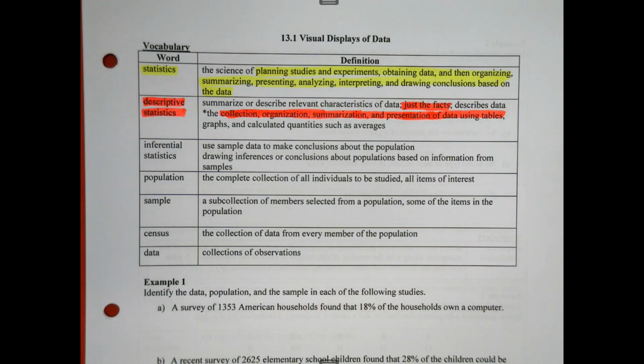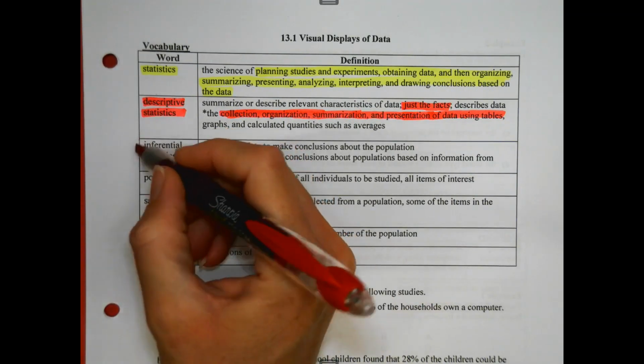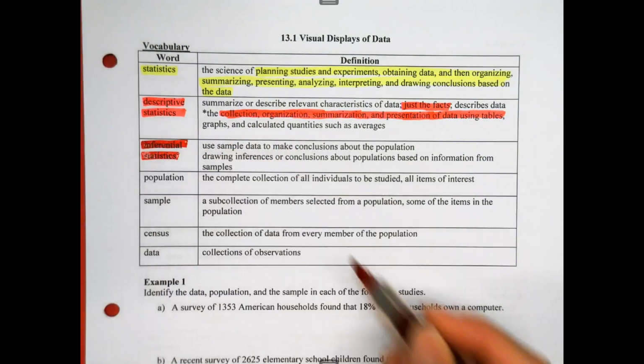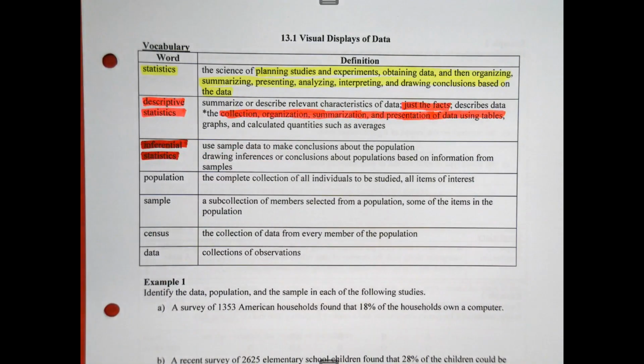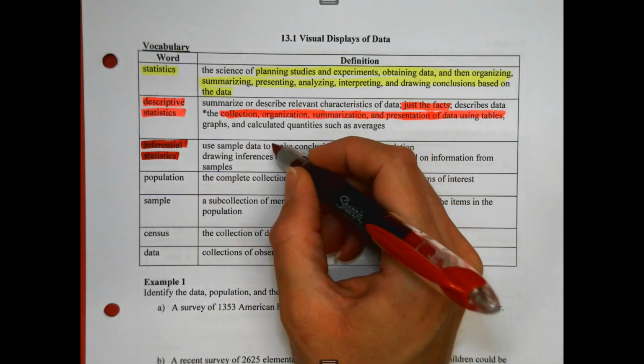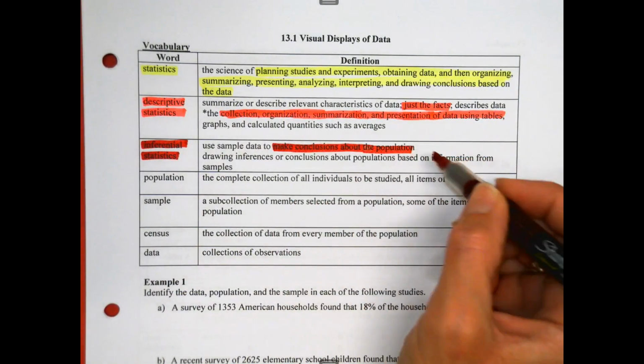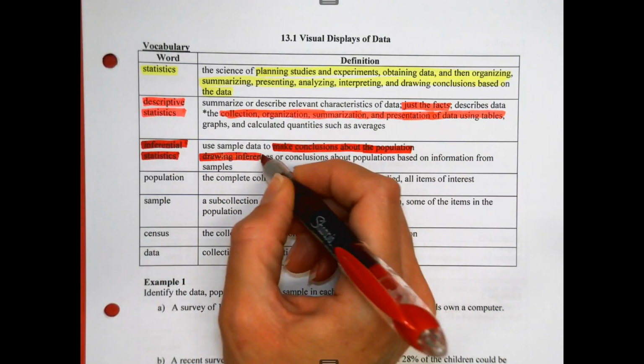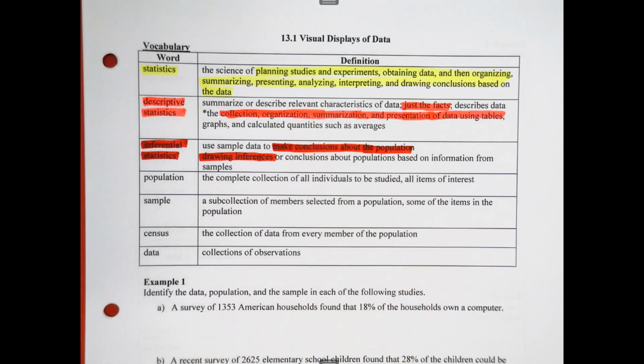Inferential statistics, on the other hand, uses samples to make conclusions about the population, drawing inferences or conclusions. So we're taking what we've gathered and we are making conclusions about the entire population, or drawing inferences, based on the information that we got from our sample.